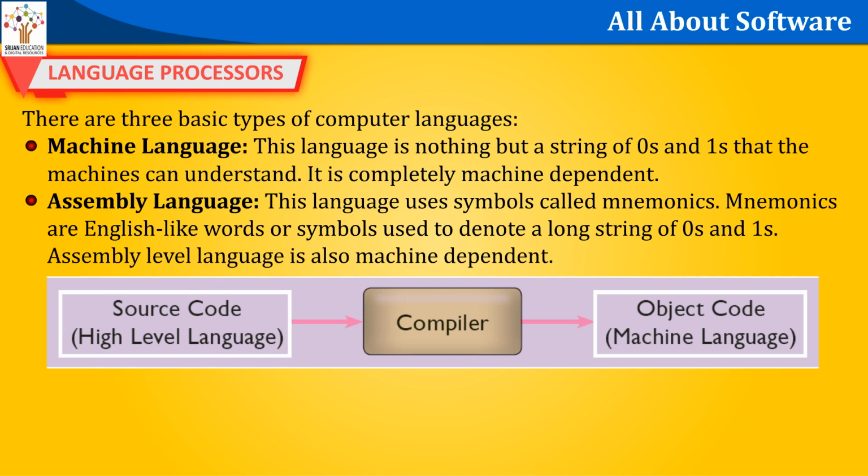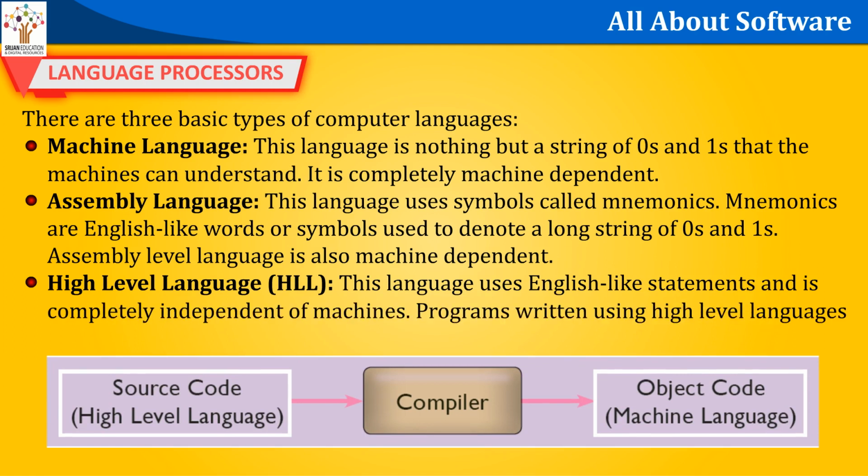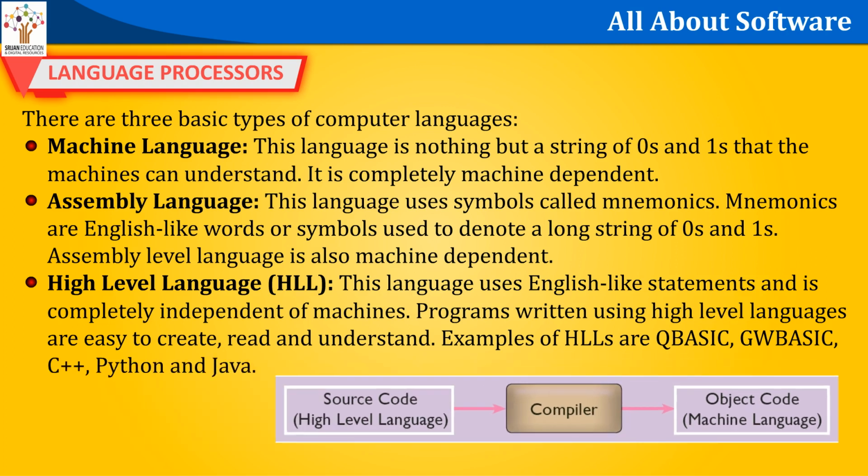Assembly-level language is also machine-dependent. High-level language, HLL. This language uses English-like statements and is completely independent of machines. Programs written using high-level languages are easy to create, read, and understand. Examples of HLLs are QBasic, GWBasic, C++, Python, and Java.